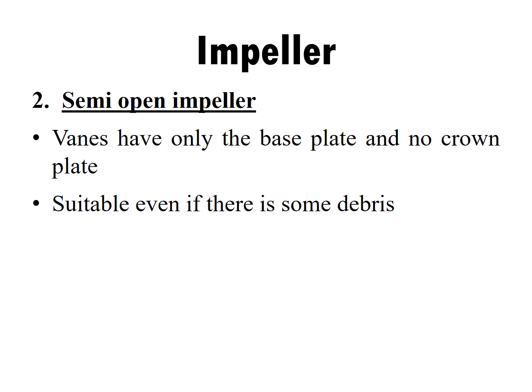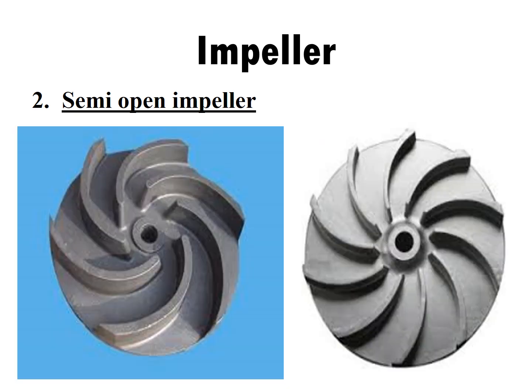Now the next one is the semi-open impeller, and we have the vanes only on the base plate and not on the crown plate. So only one side is open and one side is closed. This is suitable when water contains some waste or debris. This is the image showing the semi-open impeller.